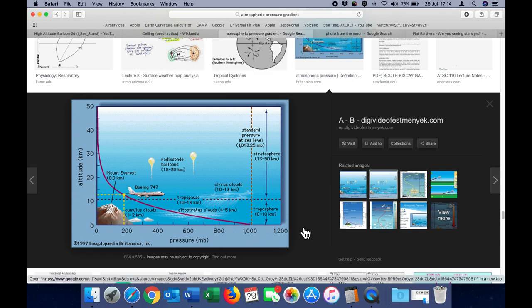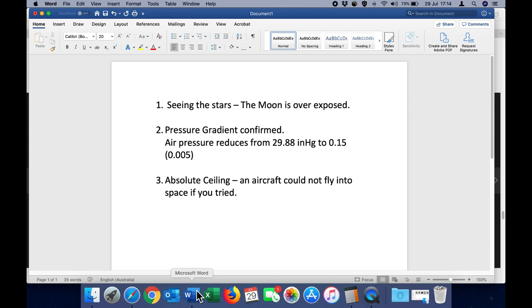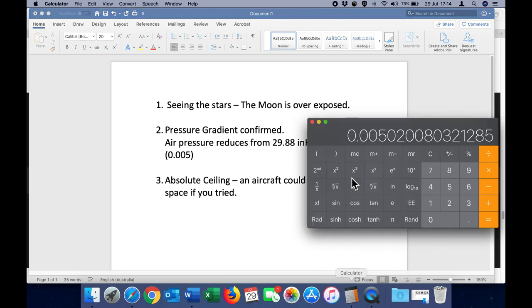So thanks to Dwayne's balloon footage, the pressure gradient is confirmed. We see the air pressure reducing from 29.88 inches of mercury at ground level to 0.15 inches of mercury above 120,000 feet. And that value is just 0.005 of the ground level pressure. You can do the math on that yourself.